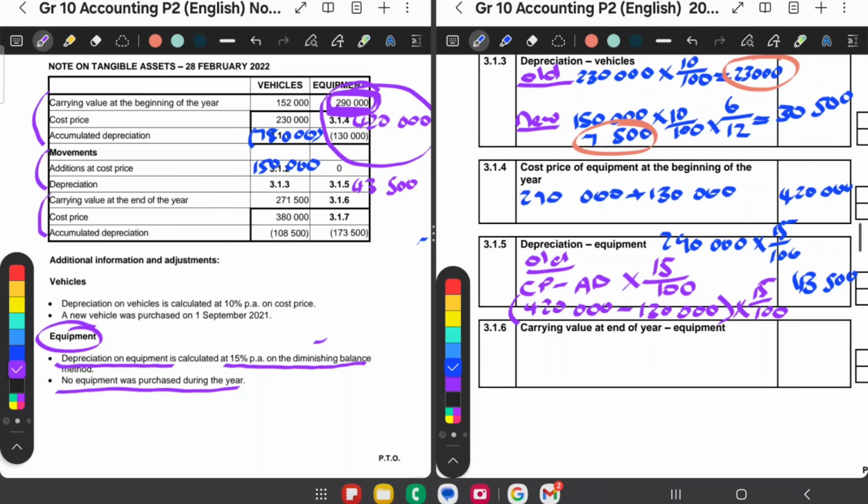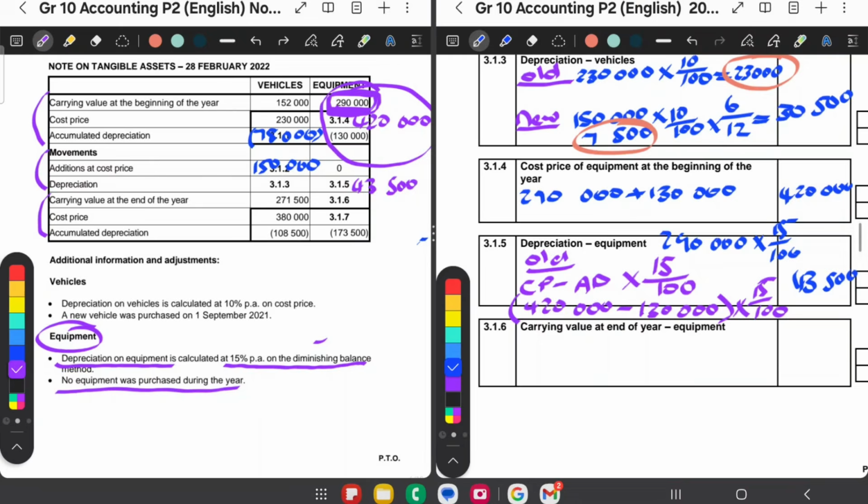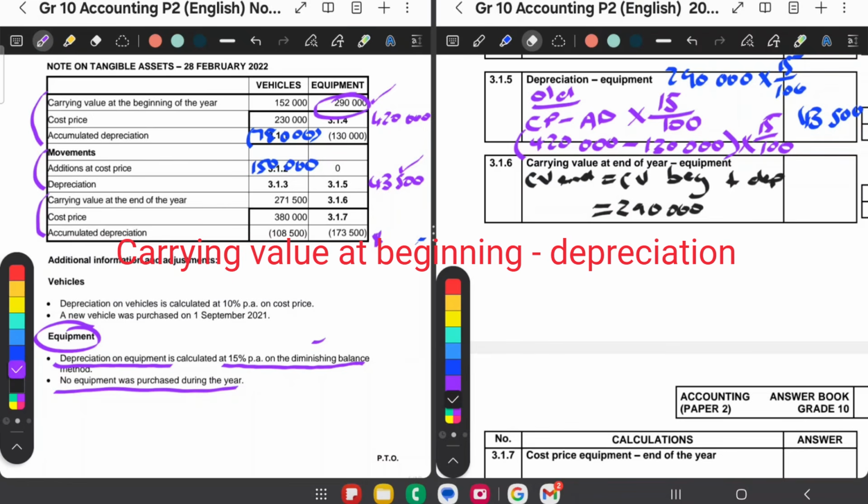43,500. So I'm going to put in here 43,500. Okay, then the second last part is 3.1.6. There you have to work out carrying value for the end of the year. So we're going to say carrying value at the end minus depreciation. So I'm going to say minus depreciation. So this was the depreciation there on equipment. And I get that answer to be 246,500. Okay, so this is now 246,500.